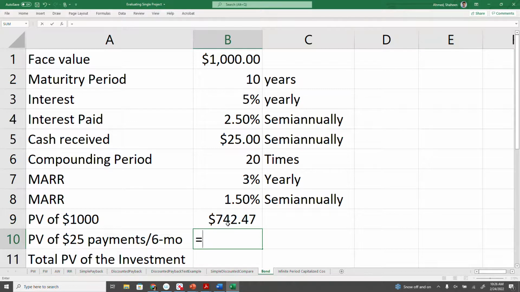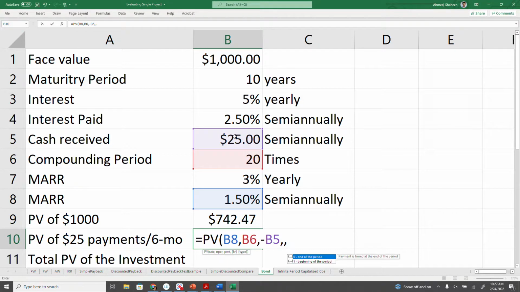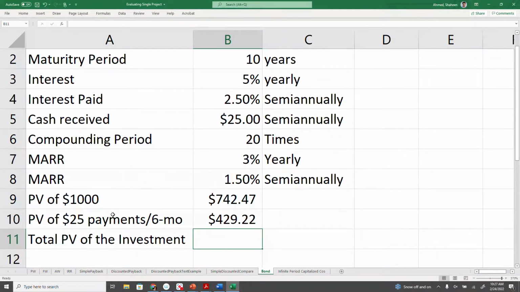And then the next is again this PV function. It's the same rate, 20 compounding periods. Now we are going to see how much this $25 that we're going to receive every 6 months, for the next 10 years, is the total equivalent in today's dollars. Zero future value, and then end of the period interest compounding.